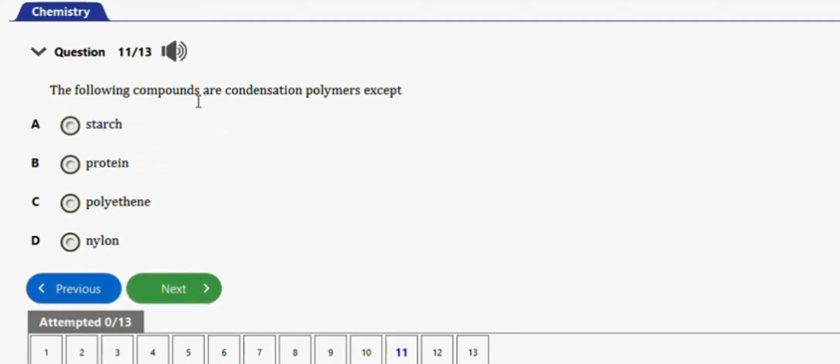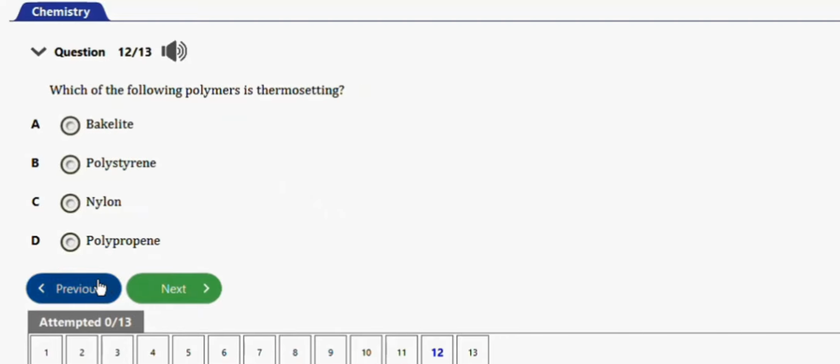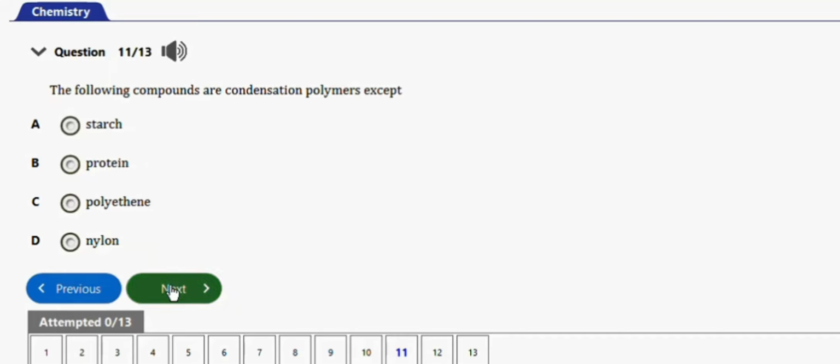It says, the following compounds are condensation polymers except. We have starch, protein, polyethylene, nylon. So the exception here is option C, which is polyethylene. Alright, the next question will be this one. Guys, take note of this particular question we just answered. So the next question is this one.